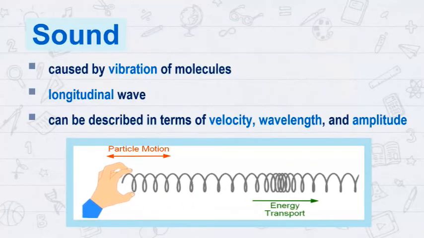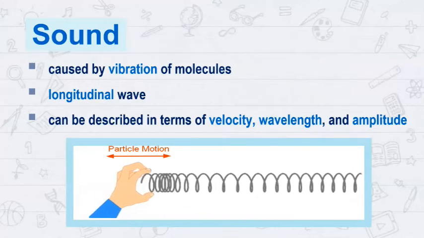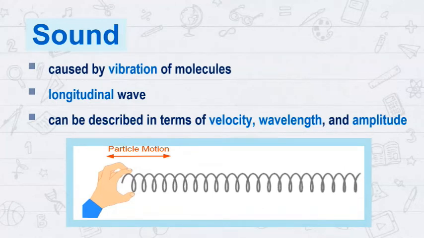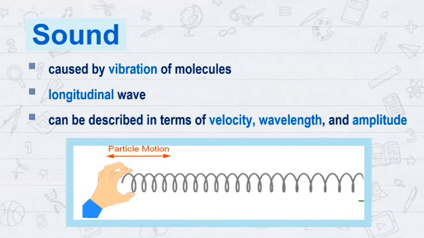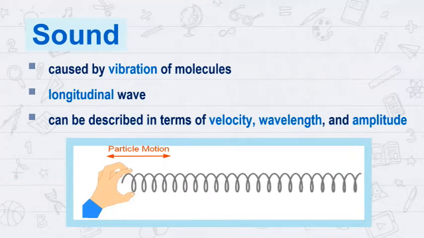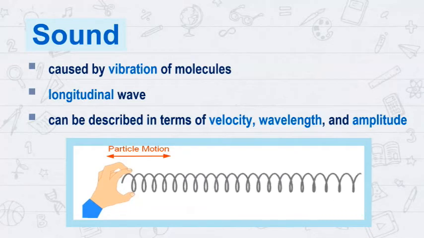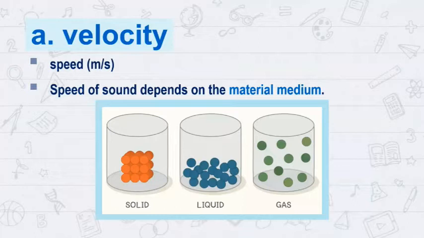Sound is caused by vibration of molecules. It is a longitudinal wave wherein molecules move parallel to the direction of the wave. Each portion is alternatively compressed and extended while energy flows. Sound wave can be described in terms of velocity, wavelength, and amplitude. Let us start with velocity.